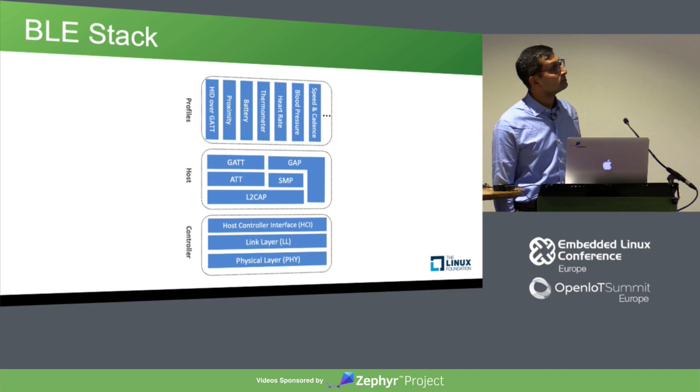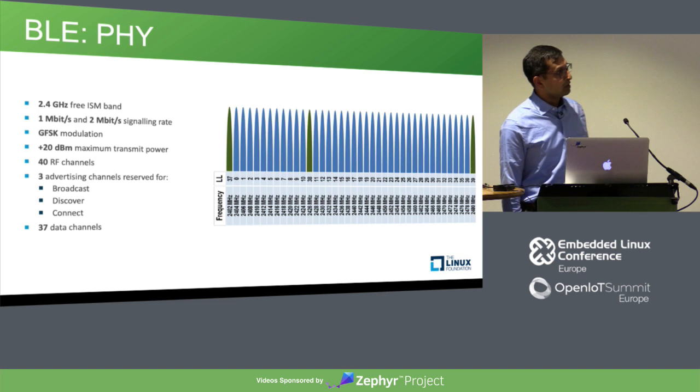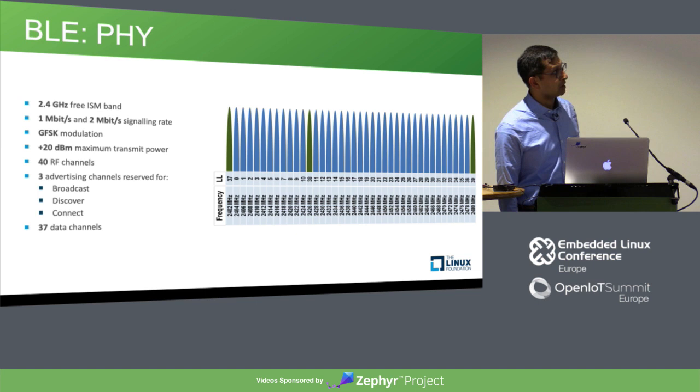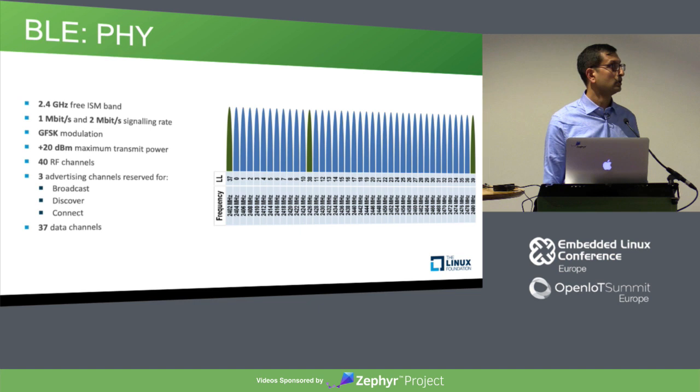On the BLE PHY, as I mentioned, it shares 2.4 gigahertz along with the BR/EDR. In BLE, you have a 1 mega symbol per second rate. You also have a 2 mega symbol per second signaling rate. The modulation is still GFSK. You can have TX powers up to 20 dBm.